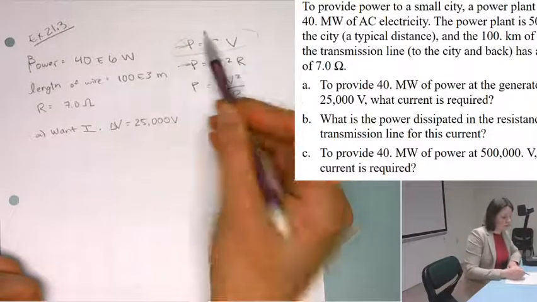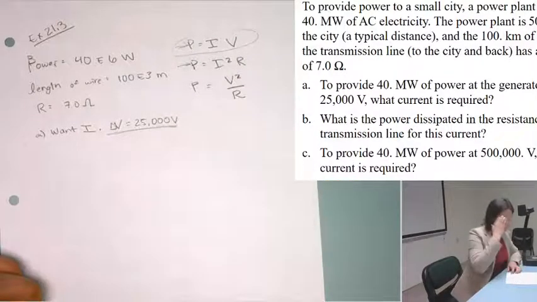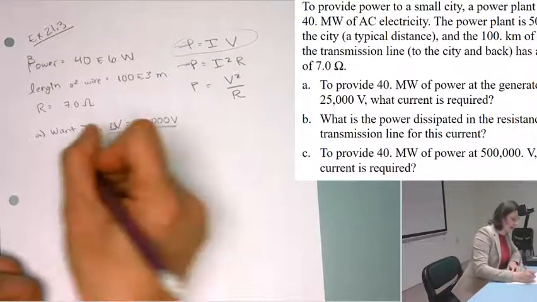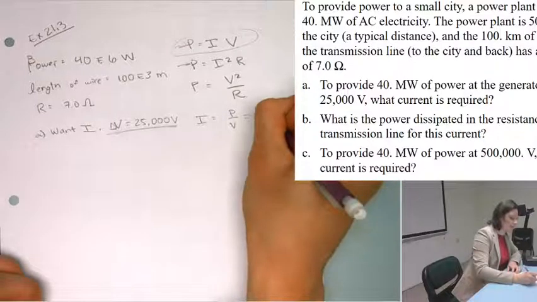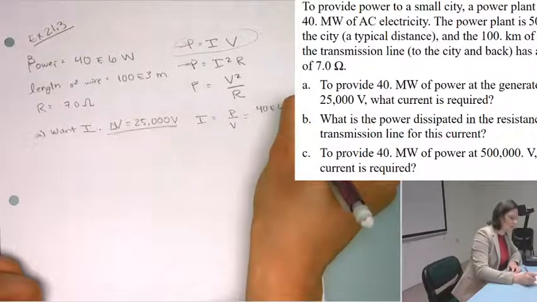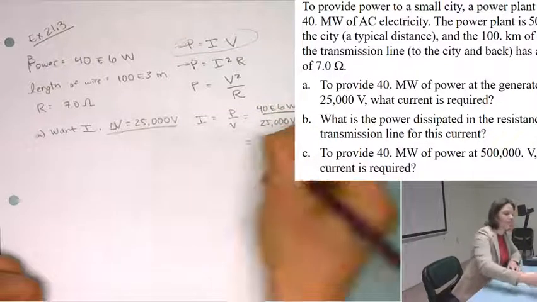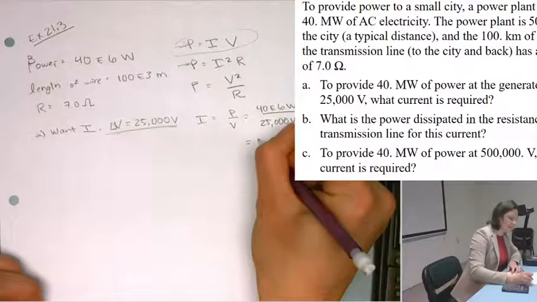And we're told about the voltage, so I'm going to plug in this one. We'll say that I is P over V, so that's 40 times 10 to the 6 watts divided by 25,000 volts. And that is 1,600.